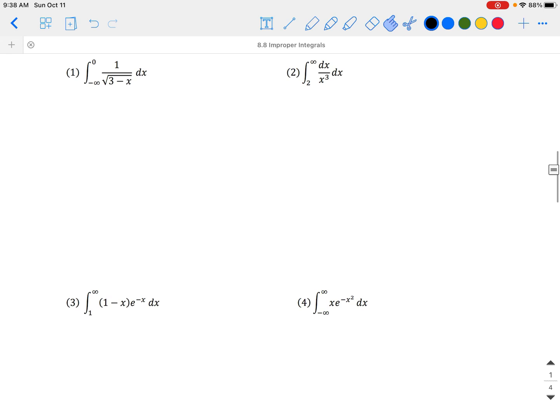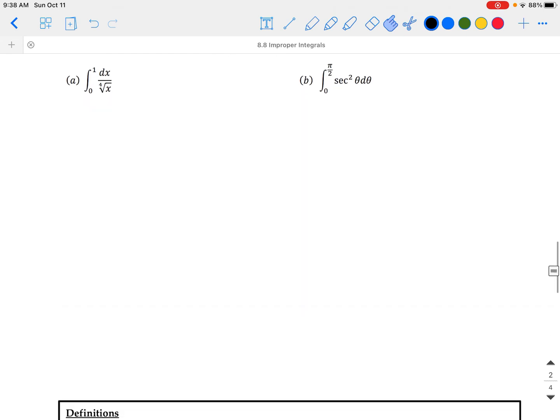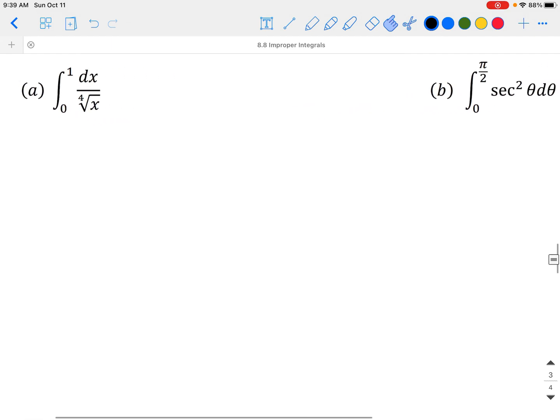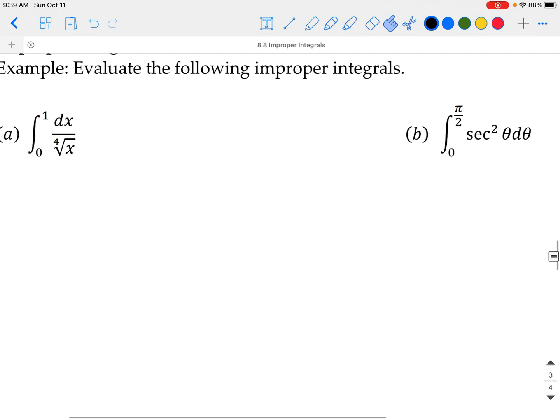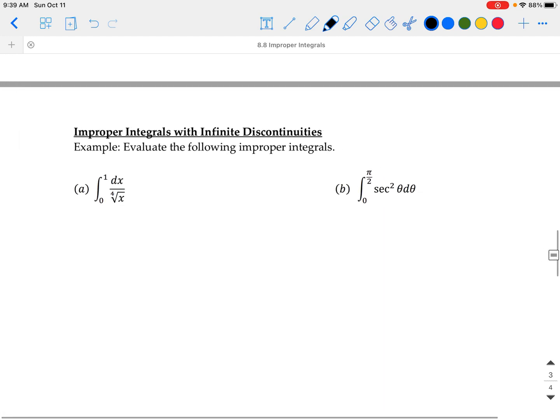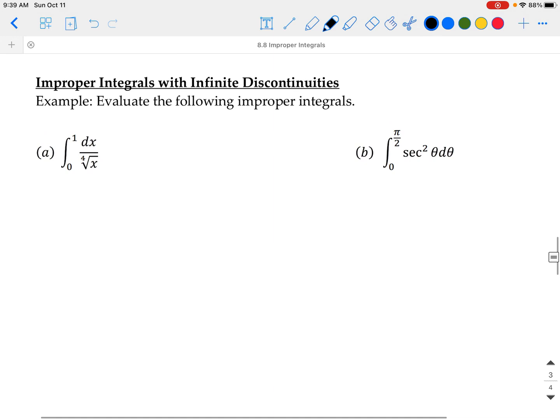Okay. So on the next page, there's a couple of examples, but I think I'm going to jump to our infinite discontinuities example. We'll note we've got a rational expression with a 4th root, and then we've got secant squared. So let's take a look. We've got the integral from 0 to 1 of dx over the 4th root of x. And clearly there's going to be an issue at 0. 0 is the endpoint, but it's also going to be undefined. So we need to rewrite this as well.